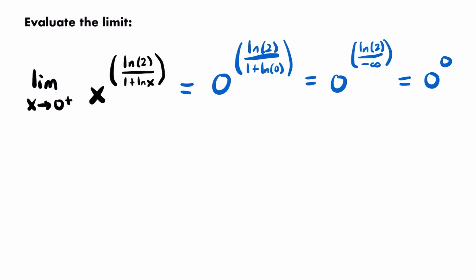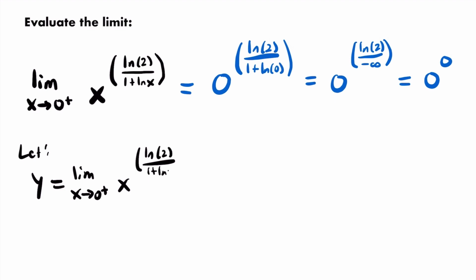What we're going to do is set this limit equal to another variable, let's say y. Okay, so here's what I'm going to do. I'm going to let y equal the limit as x approaches 0 from the right of x to the power of the natural log of 2 divided by 1 plus the natural log of x. Now what that's going to allow me to do is take the natural log of both sides of this equation and then use one of the properties of logarithms to make the limit easier to evaluate. And you'll see what I mean in just a second.